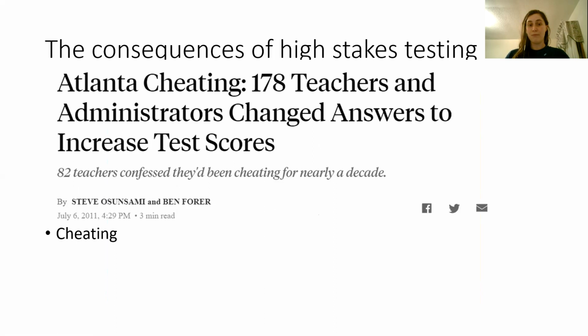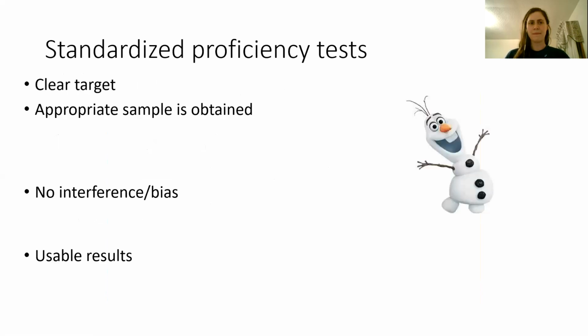And they found out because there was a ton of eraser marks on all the scantrons, and the test scores had improved by like 45% in 1 year. And a lot of the teachers said that they had been forced to change the answers. They had been threatened with losing their job. But it's really sad to see.